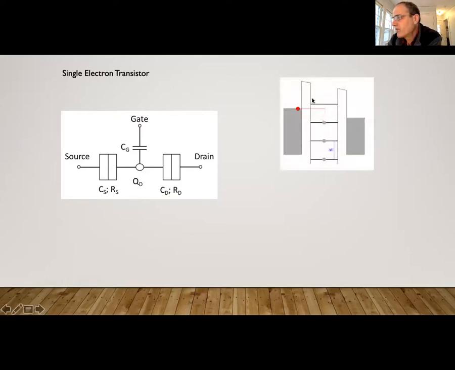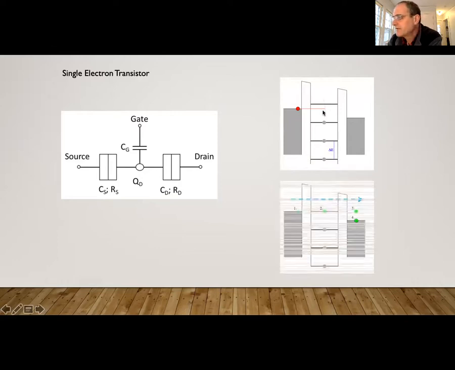So the idea is that in one case, the energy levels might align like this, and we have a Coulomb blockade and no current flow. But if we adjust the voltage on the gate, we can pull the energy levels up or push them down until we get alignment. And now electrons can tunnel across onto the island and then tunnel off.